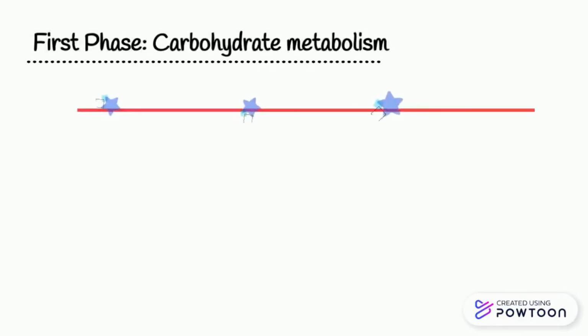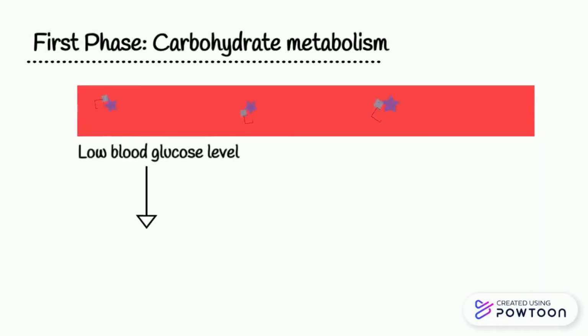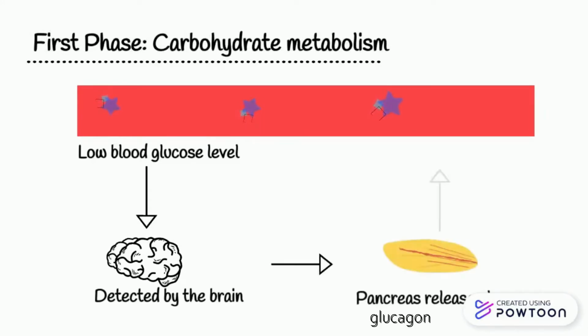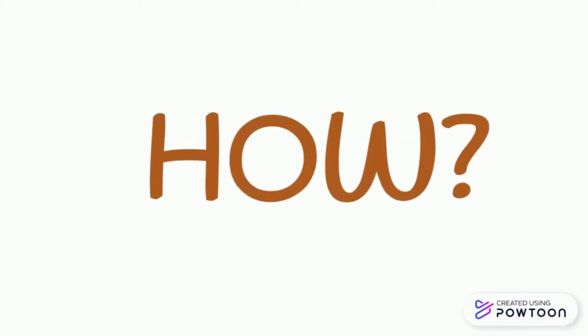This occurs in the bloodstream as the blood glucose level is low, which is detected by the brain, and the brain sends a signal for the pancreas to release the hormone glucagon into the bloodstream, so the body will have a normal blood glucose level again. So, how does this process actually happen?